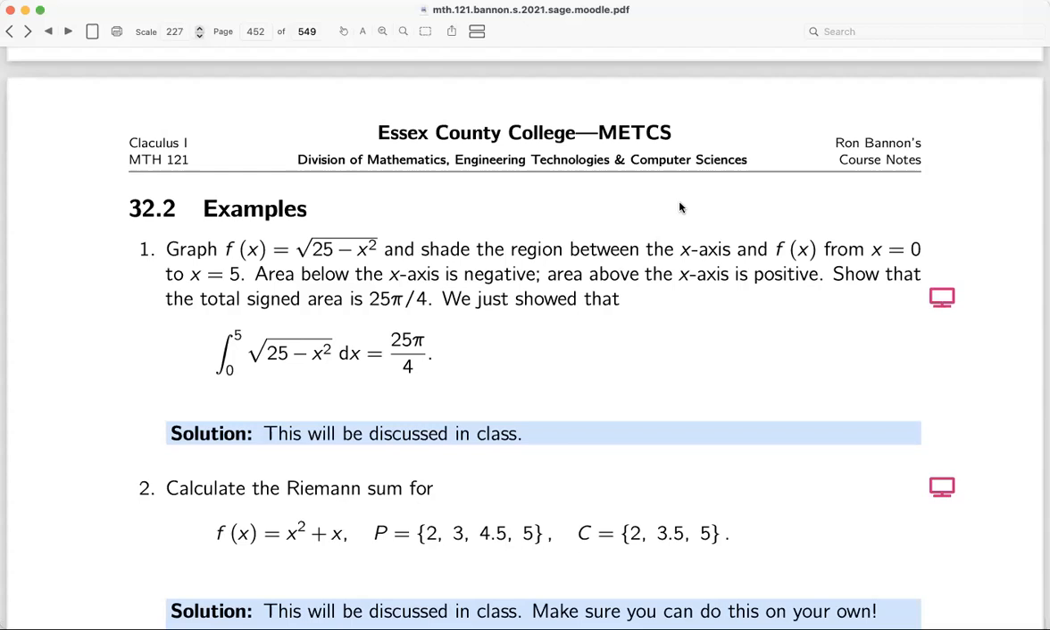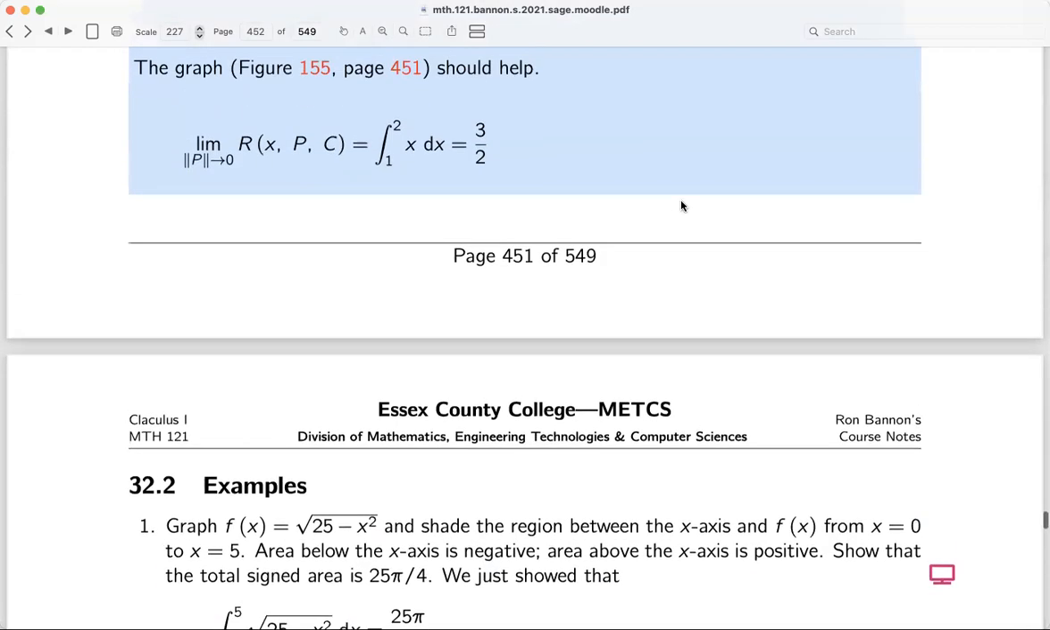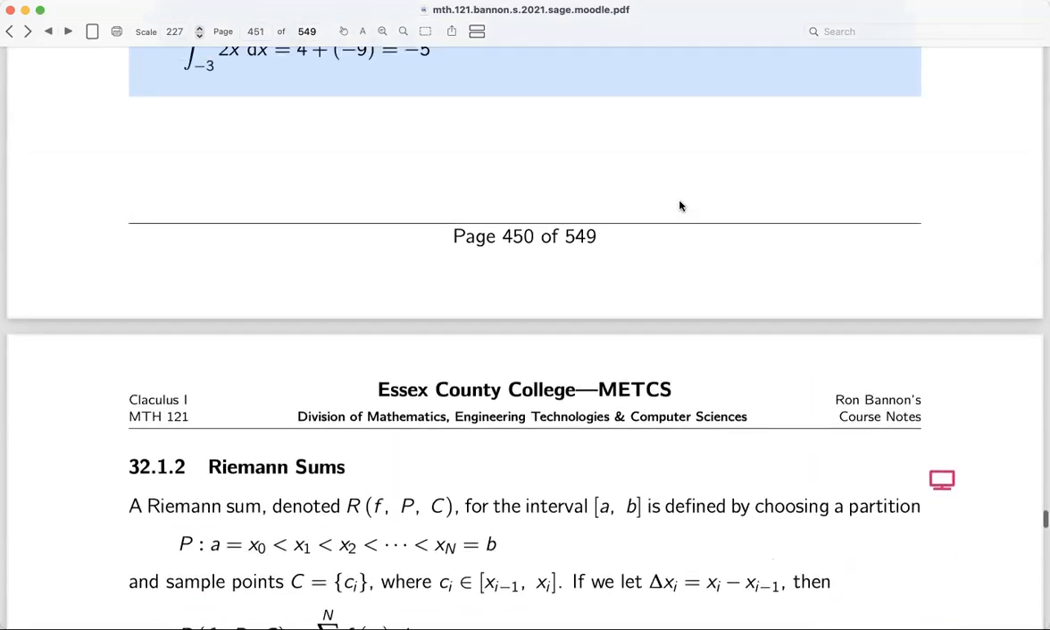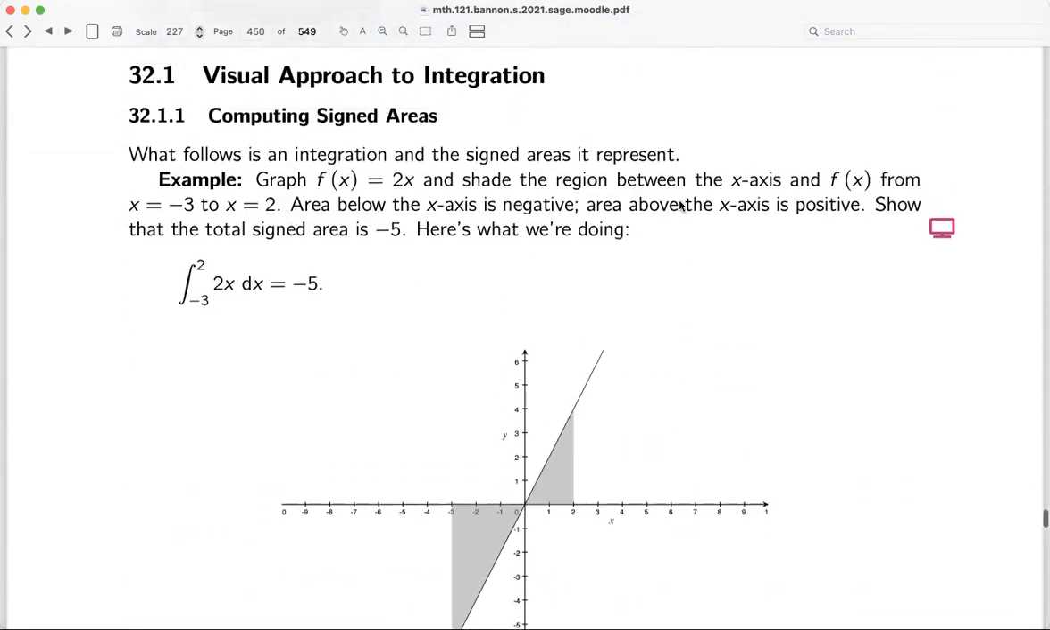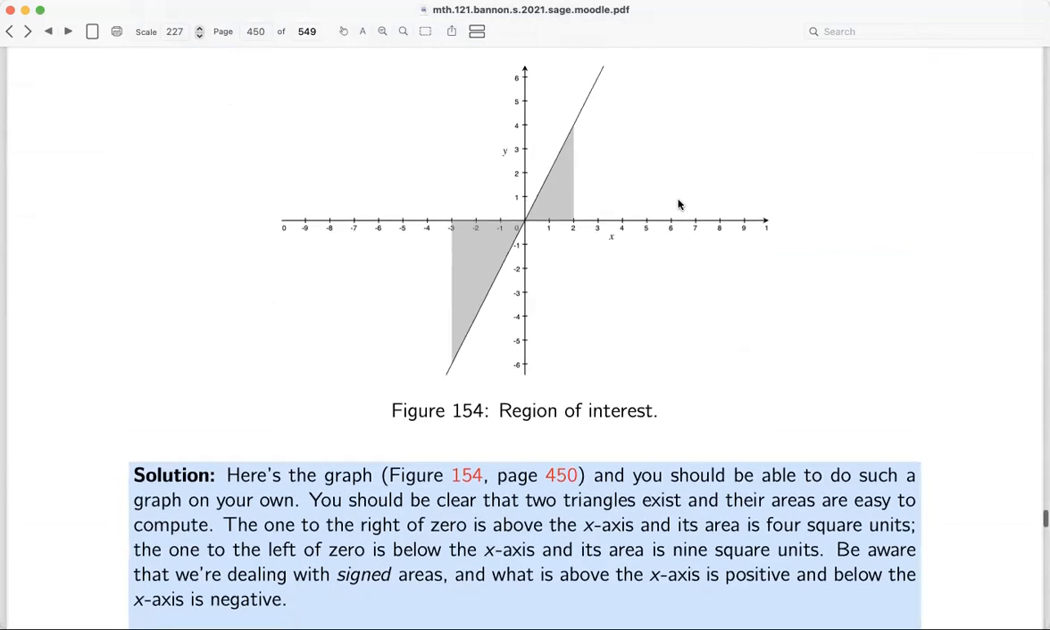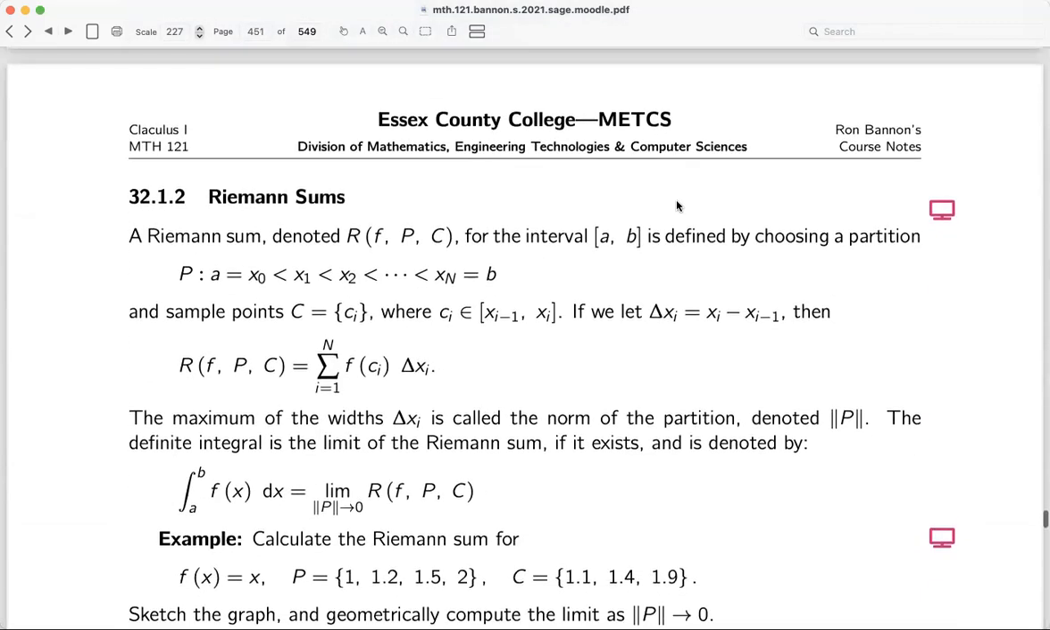Okay, we're in section 32 of the notes, and basically what we're doing over here is we're introducing the concept of Riemann sums and the concept of a visual approach to figuring out what the area is. All right, so hopefully you paid attention during the lecture and you're making sense out of what's being presented to you. But the bottom line is we'll go through examples to reinforce what was presented to you.